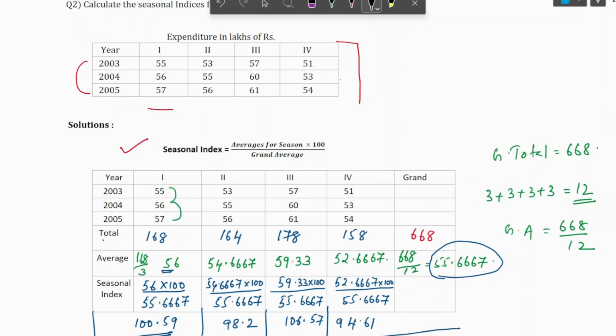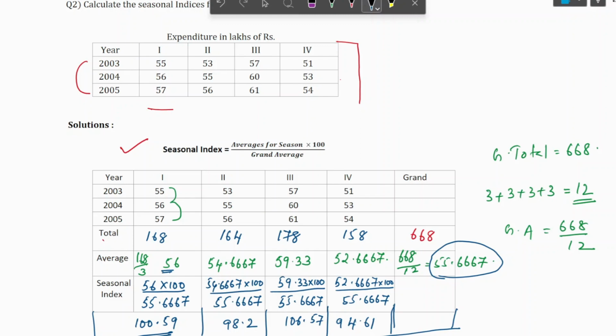What is your denominator? Denominator is 55.6667. You will get this answer, and round up here. Here I have rounded up to 2 digits. The last you will do like that, but in the above you will use the entire number, then only it is going to be an accurate answer. Therefore, these are the two examples which I have done for estimation of seasonal index. It is really very easy. Within one table itself, you can complete the entire answer.